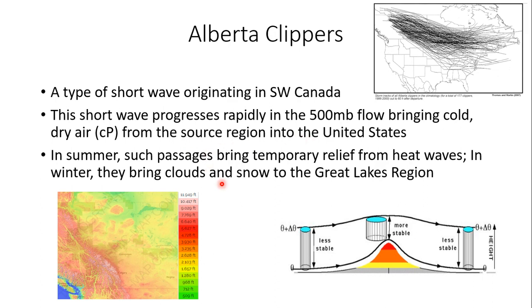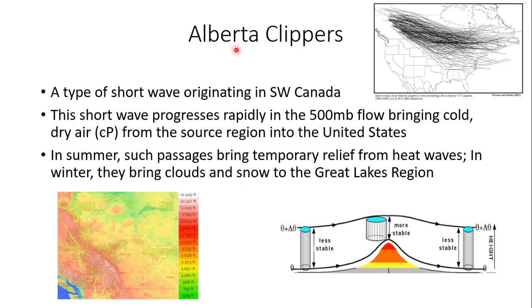In summertime, such passages bring temporary relief from heat waves when we get this continental polar air to move down from Canada. But in winter, CP air moving southeastward from the Alberta province of Canada tends to bring clouds and snow to the Great Lakes region, generally associated with these Alberta Clippers.